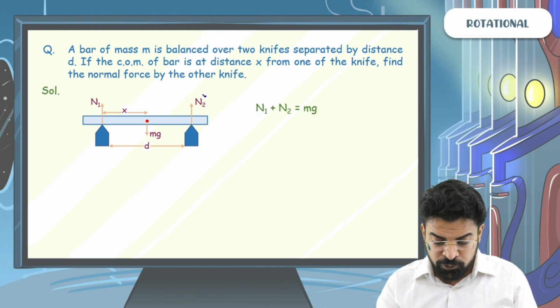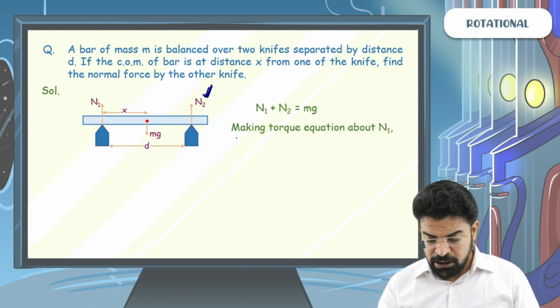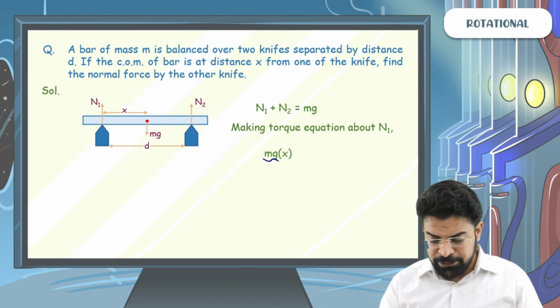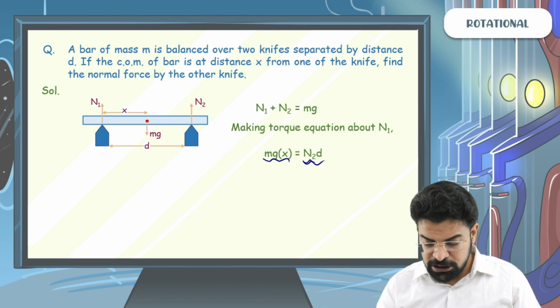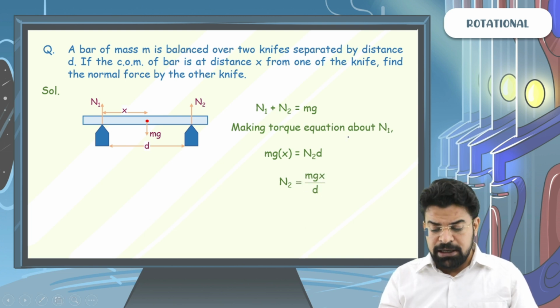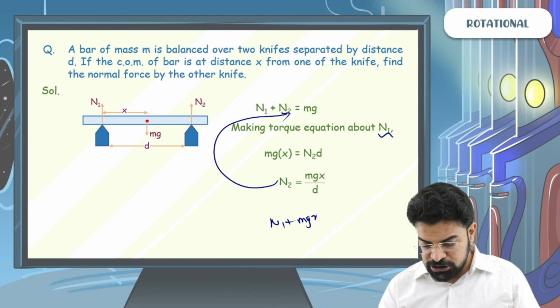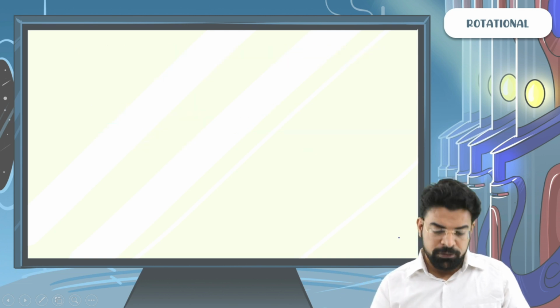And to find N2, which has been asked in the question, it is sufficient to make only one equation, and that is the torque equation. So making the torque equation about the point of application of N1, you will say mg into x, the clockwise torque, has to equal N2 into d, the anti-clockwise torque. Our mission is to find N2, so N2 equals mgx by d. Now if you need N1, substitute the value of N2 in the equation. So you get N1 plus mgx by d equals mg. So you get N1 equals mg times (1 minus x by d). That's the solution.